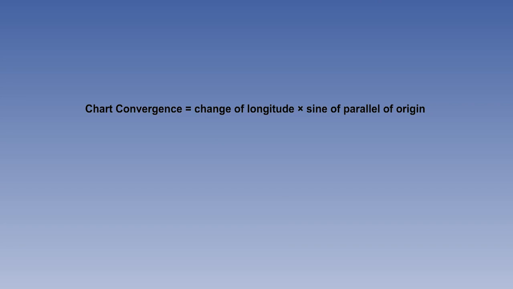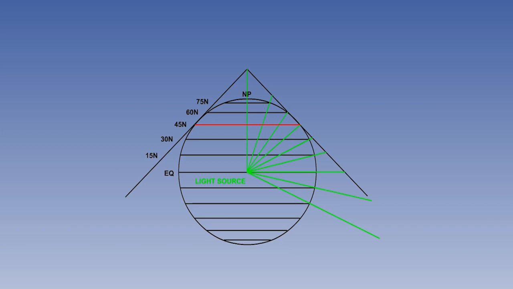The angle of inclination on the chart is more usually called the chart convergence. This gives us the general formula that the chart convergence equals the change of longitude times the sine of the parallel of origin. The sine of the parallel of origin is often called the constant of the cone and is represented by the symbol little n. Just to remind you, we're still dealing with a simple conic projection here. We haven't yet gone on to Lambert's changes.